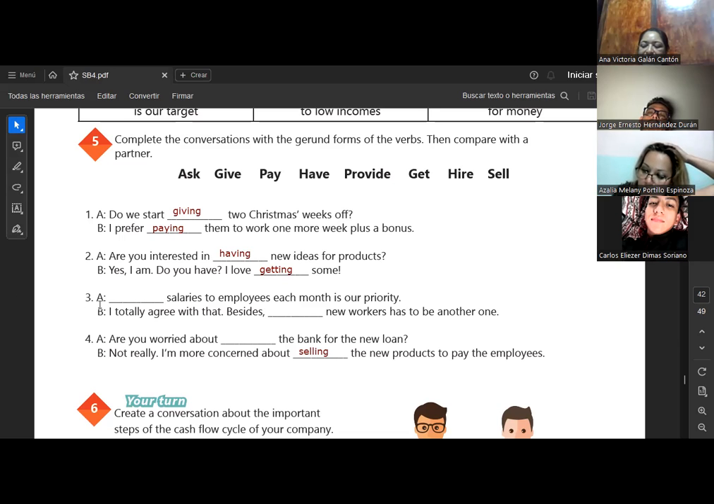Number three, it says that salaries to employees each month is our priority. This one is providing. Providing salaries to employees each month is our priority. I totally agree with that. Besides, hiring new workers. Exactly, hiring. Contratar. Hiring new workers has to be another one. Number four, are you worried about? Got it here, look. Asking. Are you worried about asking the bank for the new loan? Not really. I'm more concerned about selling the new product. Okay. And that's how it goes. Así es como sería. Okay. Guys, do you have any questions?